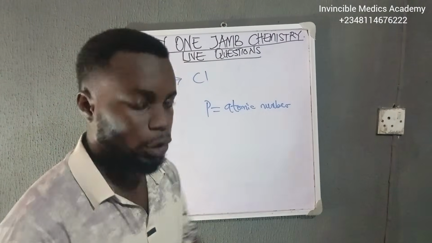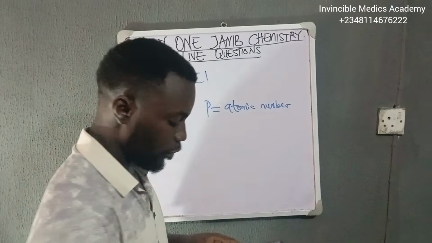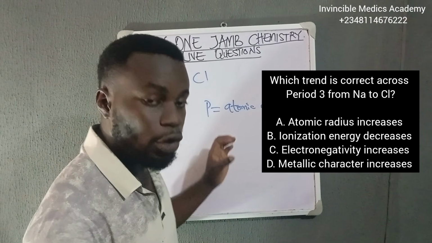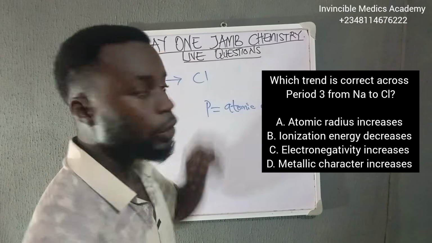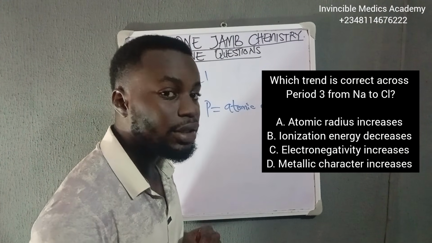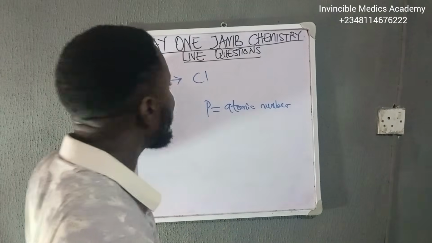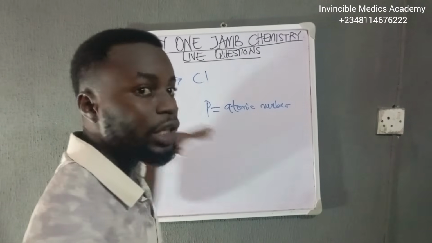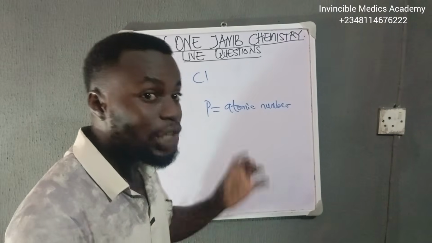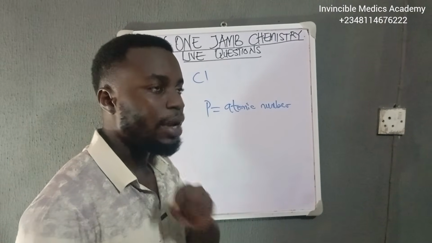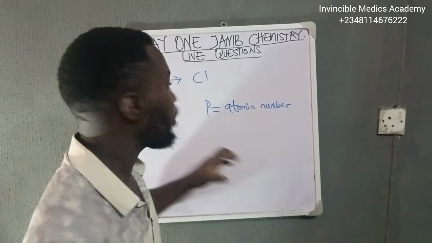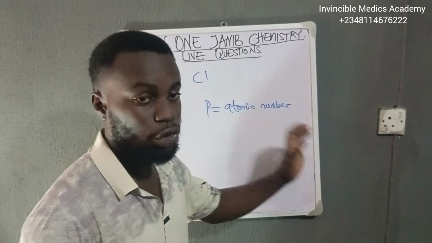So let's have the options and analyze them. I repeat the question, which trend is correct across period 3 from sodium to chlorine? Option A says atomic radius increases. Is that correct? No, because they are in the same period. When you're talking about atomic radius, you're talking about the size of an atom. If you followed my final revision session on chemistry, you realize I said something about atomic radius, this trend. I mentioned it in the class.